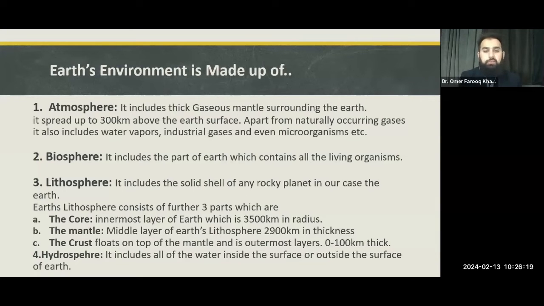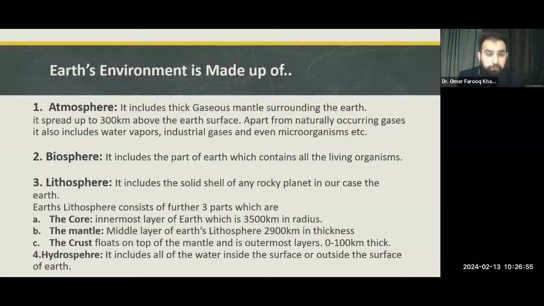The Earth's lithosphere further consists of three parts. The core is the innermost layer of Earth, which is 3,500 kilometers in radius. Then there is the mantle, which is the middle layer of Earth's lithosphere, that is 2,900 kilometers in thickness. Then there is the crust. So the core, the mantle, and the crust. The core and the mantle are the wider layers, and then there is the crust. The crust floats on top of the mantle and is the outermost layer, and its thickness varies from 0 to 100 kilometers.